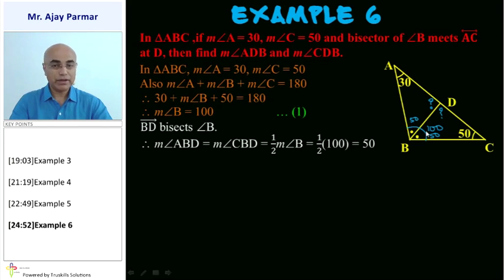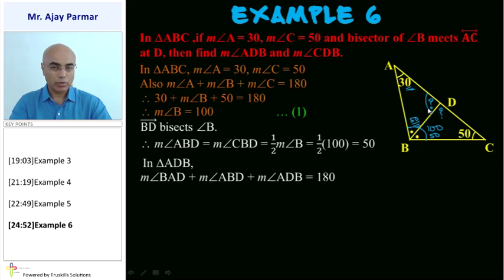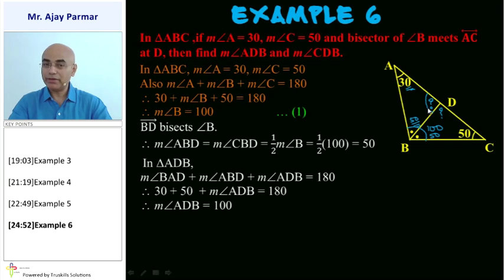Now let us see how do we find out one of the angles. Now in triangle ADB, that is the upper triangle ADB, we know two angles. One of them is 30, another we found it out as 50. So once again we can find out the third angle very easily by knowing that the sum of all the angles of a triangle is 180. We know BAD as 30 and we know ABD as 50. So 30 plus 50 plus measure angle ADB is equal to 180. And therefore measure angle ADB is 180 minus 80. Therefore once again this angle is also going to be 100.